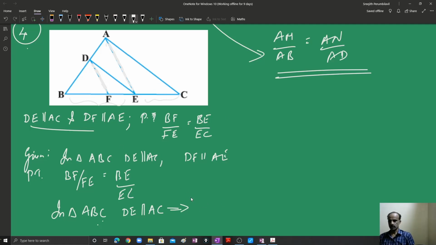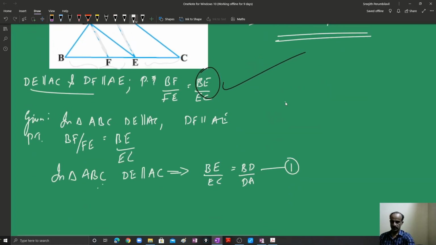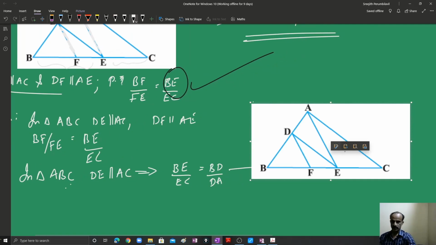This is parallel, so what? BE by EC. What is asked to be proved? This one. We got this part. This is done. Okay, that's over. That's the trick. BE by EC is equal to what? BD by DA, relation number 1. Okay, now I'll take the figure once again. Second part. Now go into the second part.